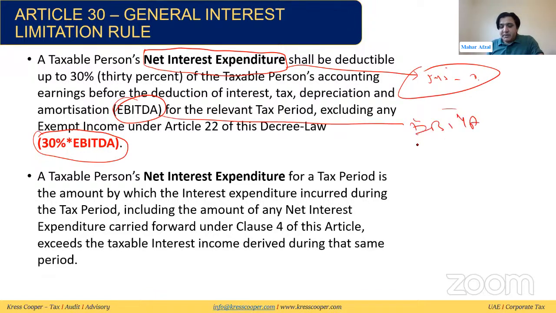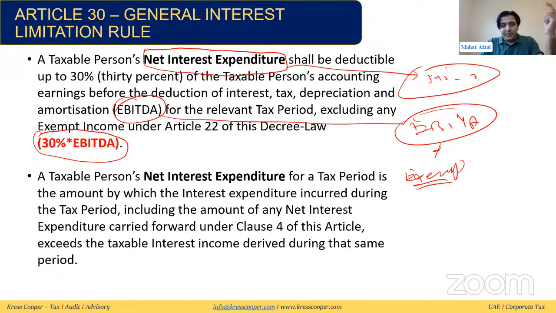This one thing is very important. The law is using the word adjusted EBITDA. So when the law is using the word adjusted EBITDA, the main adjustment will be exempt income. Because when we calculate the accounting profits, we take the exempt income as a part of the accounting revenue. The law says we should not consider exempt income while calculating the EBITDA. So it needs to be adjusted. So any interest or any income related to exempt income needs to be adjusted as well.